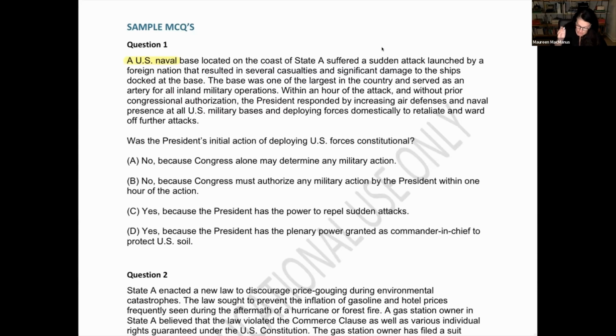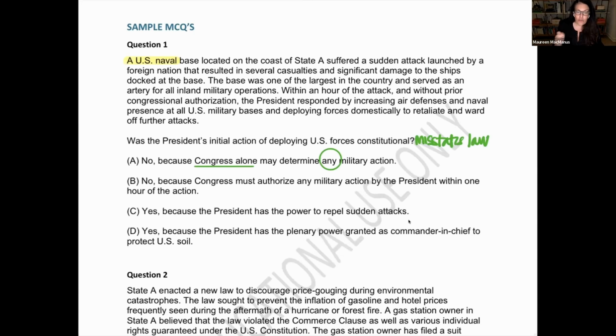So A, no, because Congress alone may determine any military action. This is incorrect. This misstates the law because it's not Congress alone. The problem here is that it says Congress alone may determine any military action. There's also the word any in it. I generally don't like that word in multiple choice answers. It's just generally not a good one to pick. So it's usually overbroad, kind of like an absolute.